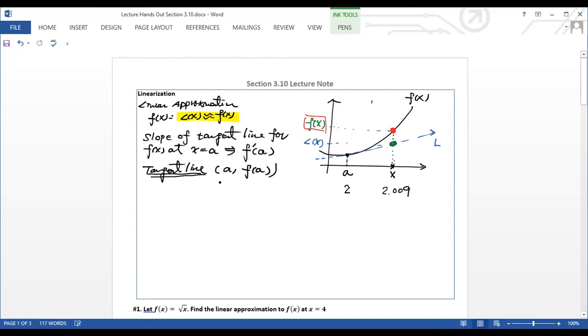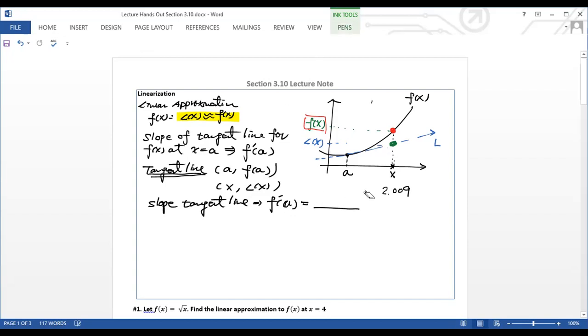And then we have what? We have x here now on this line. So what is here? This is L of x. And this tangent line passes through these two points. And the slope of this tangent line, the slope of the tangent line we just talked about, is f prime a, right?